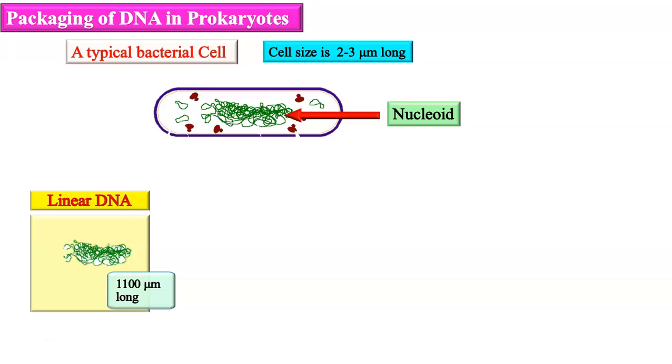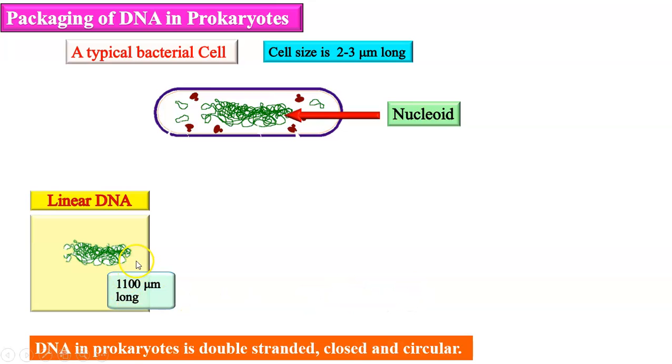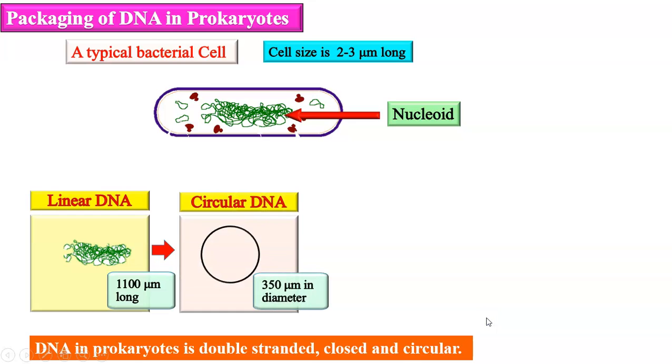The DNA of this prokaryotic cell, if we consider it in the linear condition, is approximately 1100 micrometer long. But in a prokaryotic cell, the DNA is never packed in a linear fashion. It is always circular and closed DNA. So, when this linear DNA becomes circular DNA, its diameter becomes 350 micrometer.